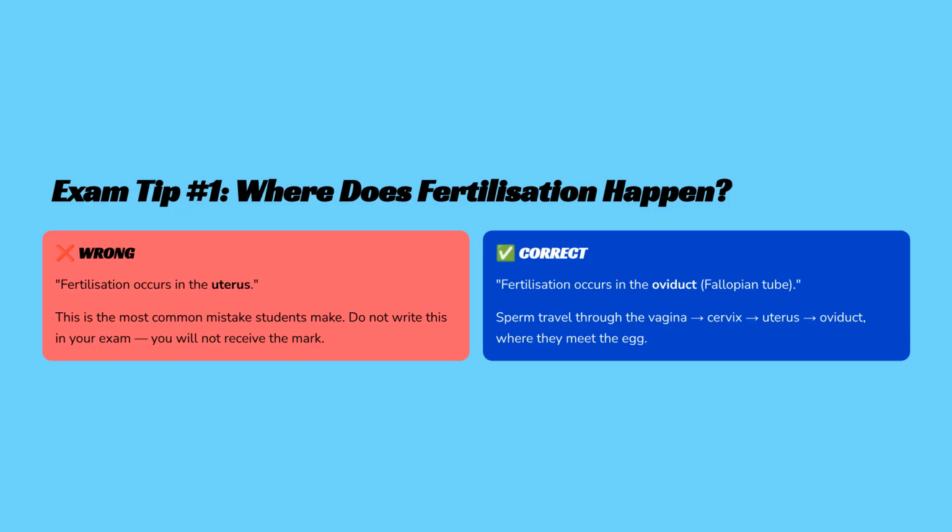A common exam mistake is stating that fertilization occurs in the uterus. That is incorrect. Remember, fertilization takes place in the oviduct, also known as the fallopian tube. Sperm travel through the vagina and uterus to reach the oviduct, where they meet the egg.